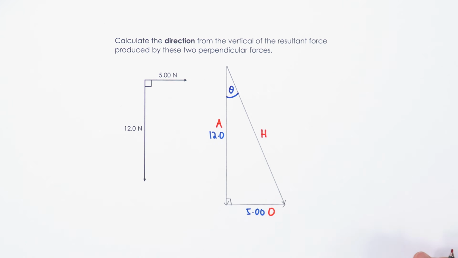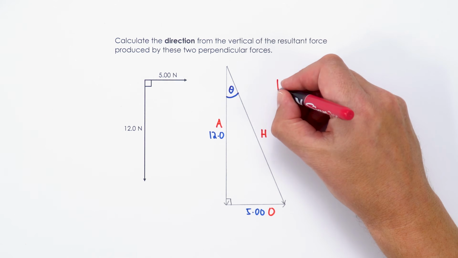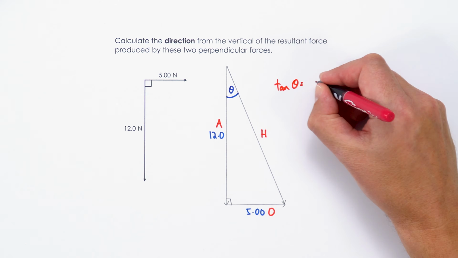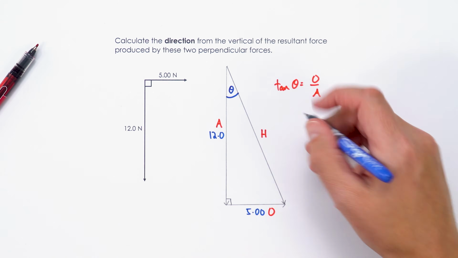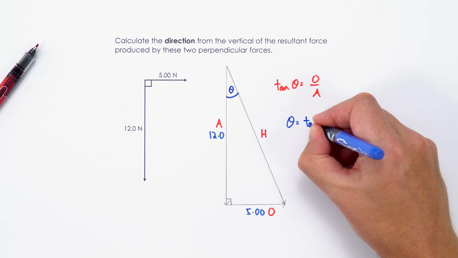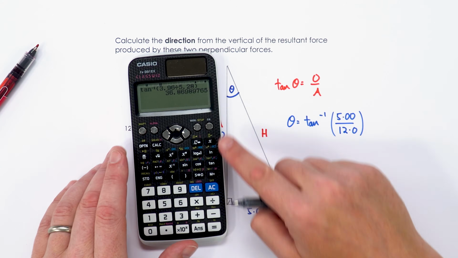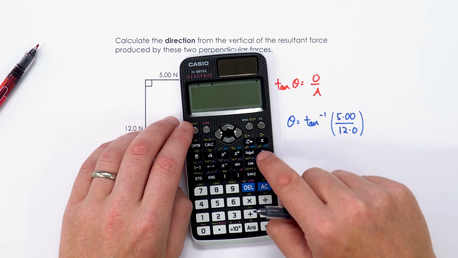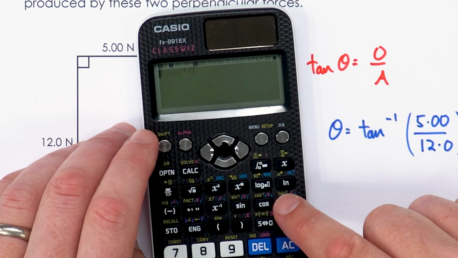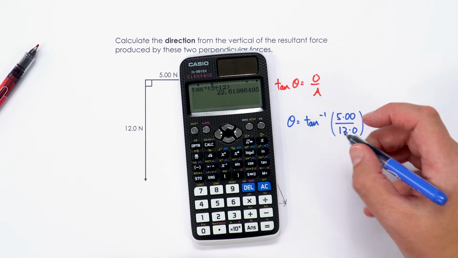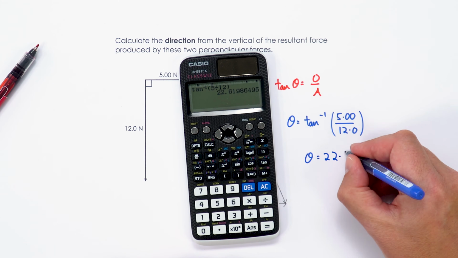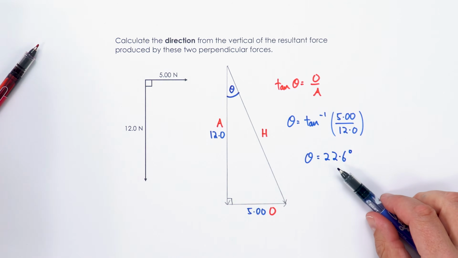and this is going to be opposite. Now, thinking about SOHCAHTOA, we know the opposite and the adjacent, and therefore we're going to be using tan theta, because tan theta is equal to the opposite over the adjacent. And if we want to find the angle theta, that's just going to be tan to the minus 1 of 5 divided by 12. So I've made sure that the calculator is set to degrees. I'm going to do inverse tan, and that's going to be 5 divided by 12, which is equal to 22.6 degrees. Okay, so that's the angle.